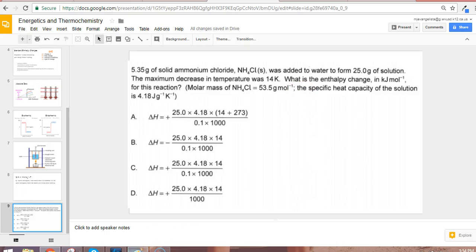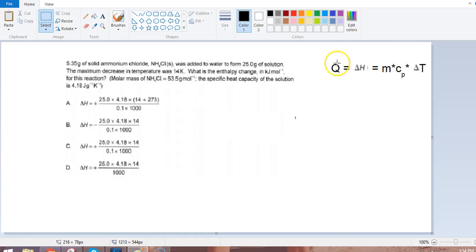Now, a couple of things. So we're going to be using this equation, mcΔT. Delta H is going to be negative if our reaction is a combustion reaction or a neutralization reaction. So if we're adding an acid to a base together, a neutralization reaction, or if we're burning something. That is not what we're doing here. We are just adding salt to water.